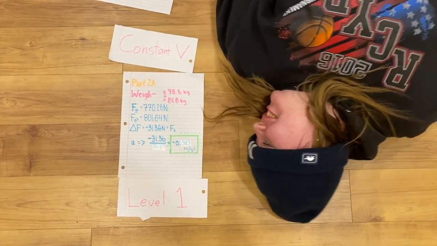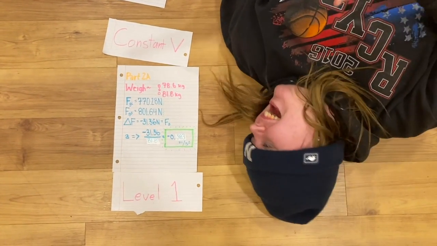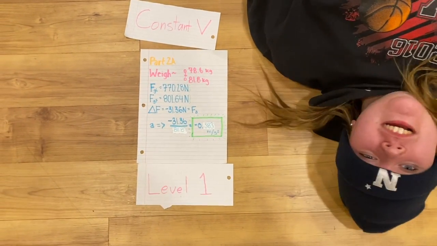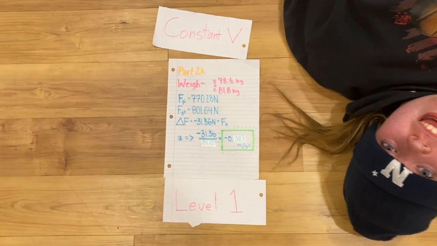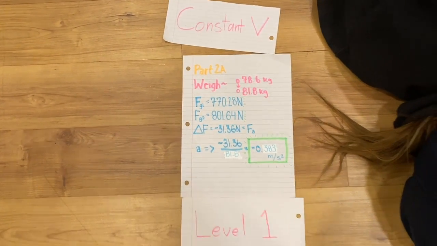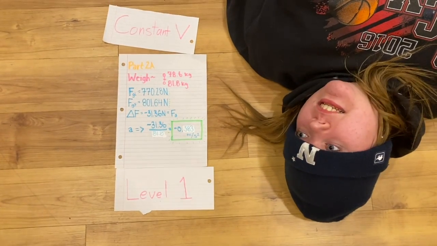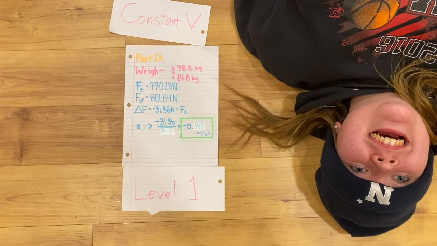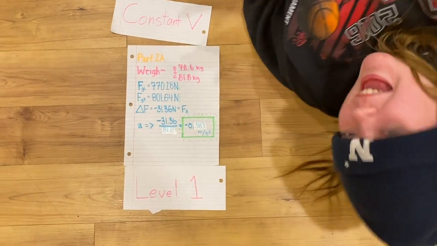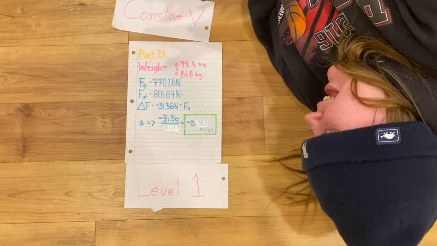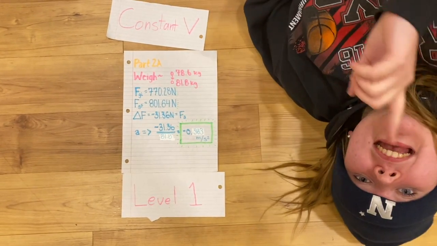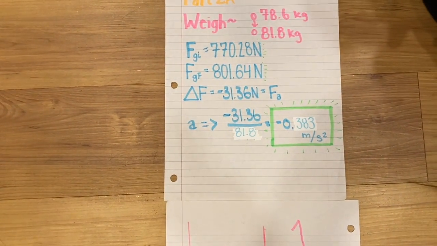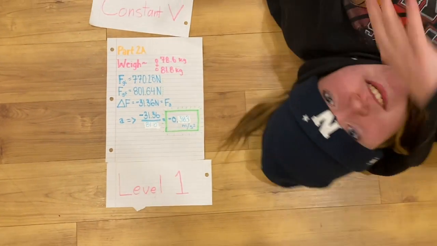Okay, so now that we have reached a constant velocity, our constant velocity yields us a weight of 78.6 kilograms. Once we reach the final velocity at the bottom, it is 81.8 kilograms again. And from that, when we use the equation, yet again, we find that our acceleration is a negative 0.383 meters per second squared, the opposite of the former.